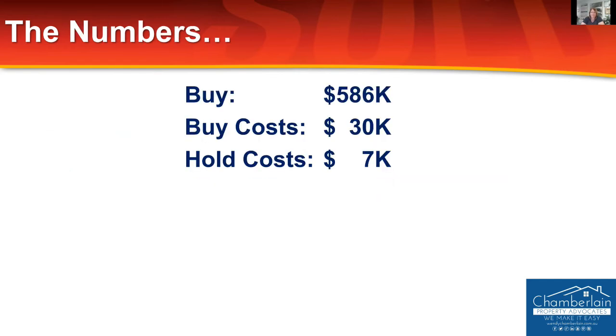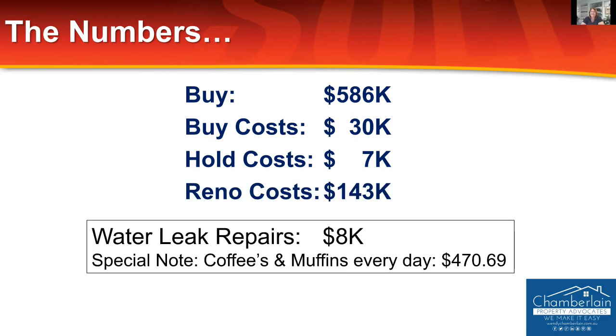The costs themselves are broken down into whatever the buy price is. There are buy costs. There are holding costs. Now, in your renovation, you spent $143,000 on your reno, but part of that was also the water leaks. Tell me a little bit about the water leaks.